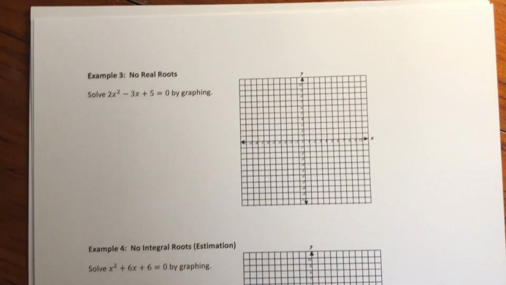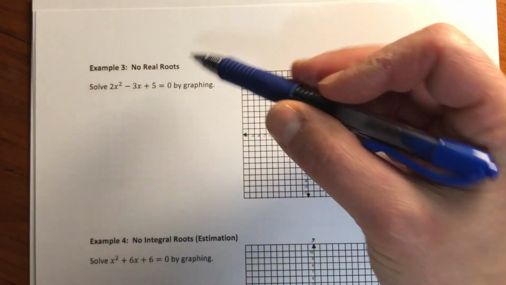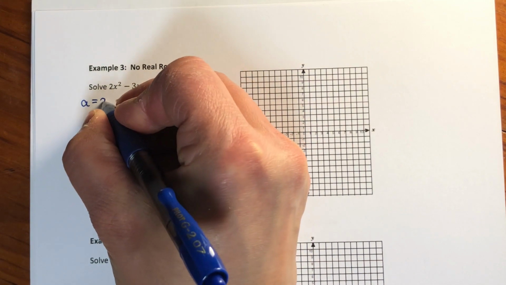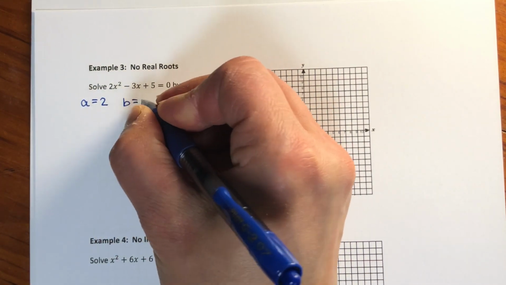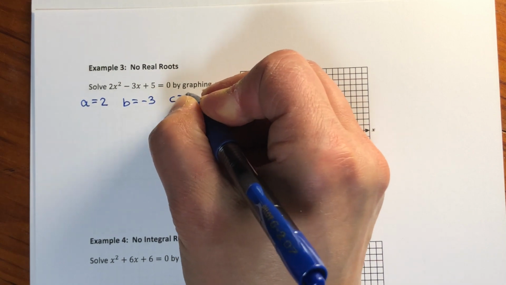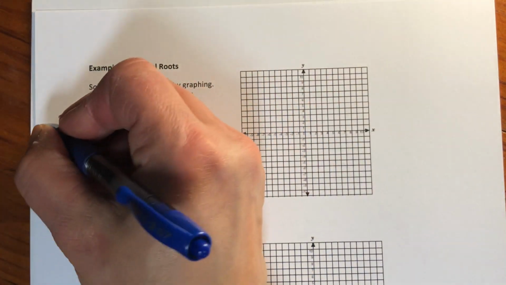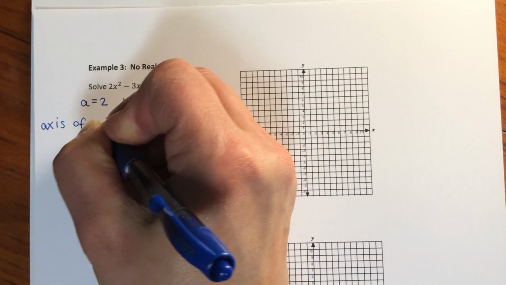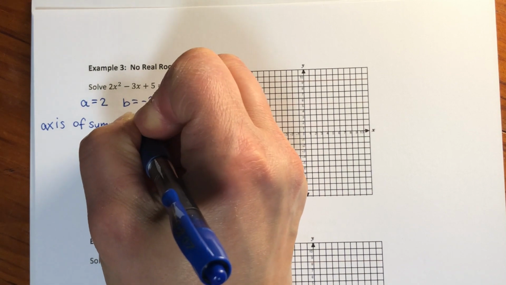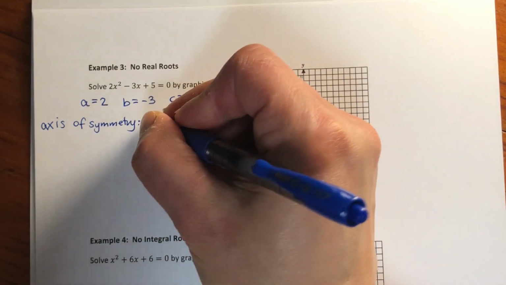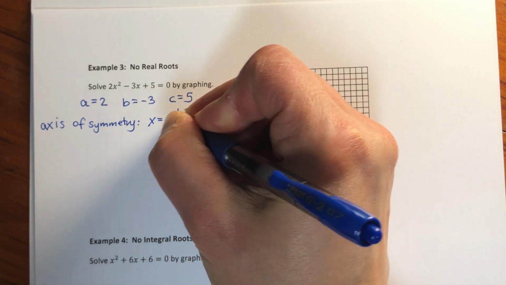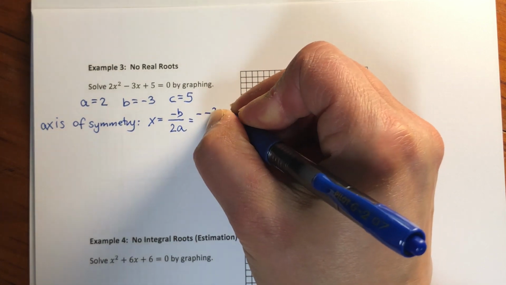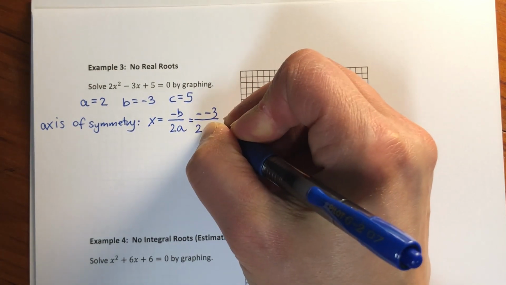So notice this is going to be no real roots. I have my A, B, and C. Well, I am going to list them first this time. A is equal to 2, B is equal to negative 3, and C is equal to 5. I am going to start with finding the axis of symmetry, because this is going to allow me to find the vertex. Again, I hope you remember the formula by now. X is equal to negative b over 2a. Negative 3 over 2 times 2.